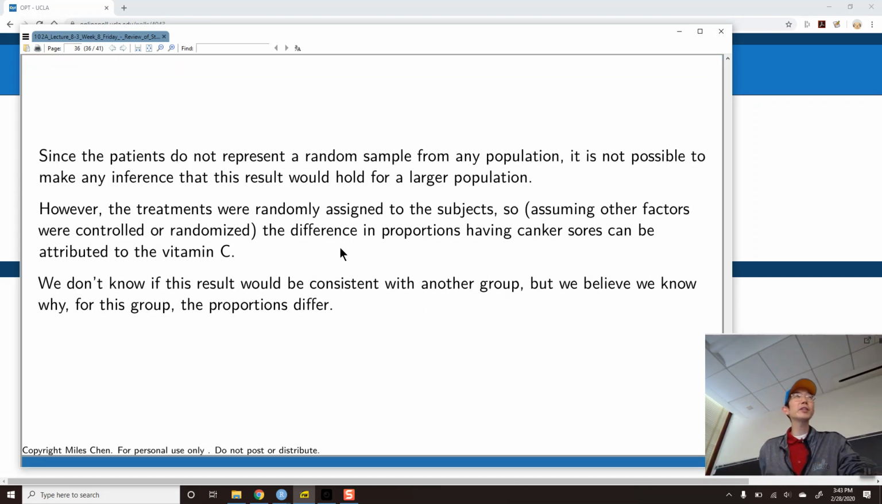All right. So here, it's not a random sample, so we cannot generalize to the greater population. But because the treatments were randomly assigned, the difference that we observe can be attributed to the vitamin C. So we can draw a cause and effect conclusion because this is an experiment and we did the random assignment. But we can't generalize to other groups. But we can say for this group, we do believe we know why. And it's the vitamin C that's making the difference.